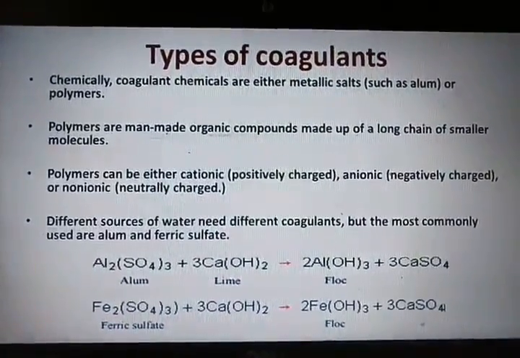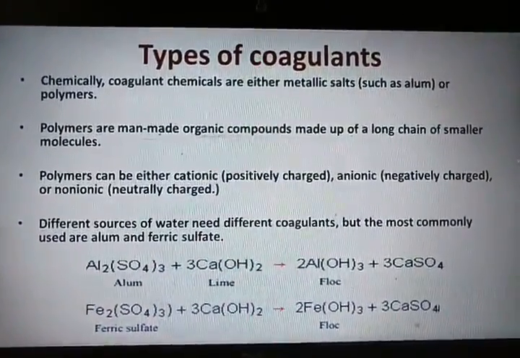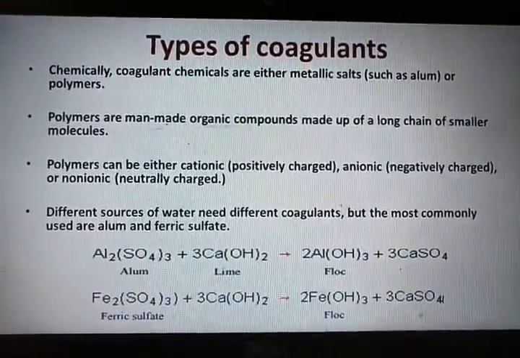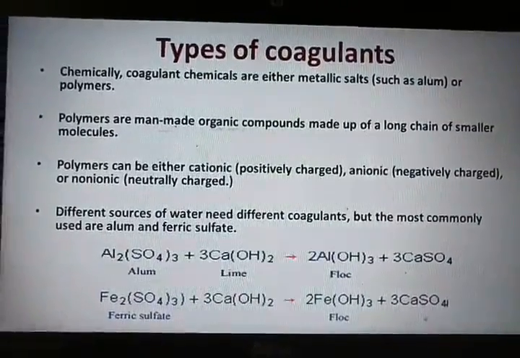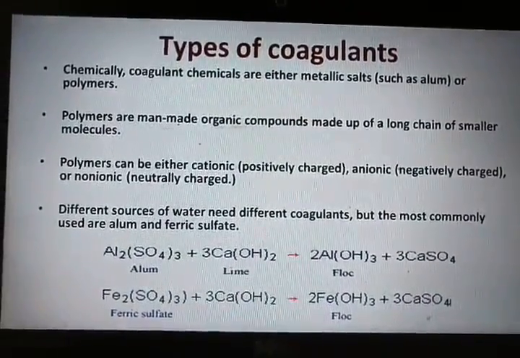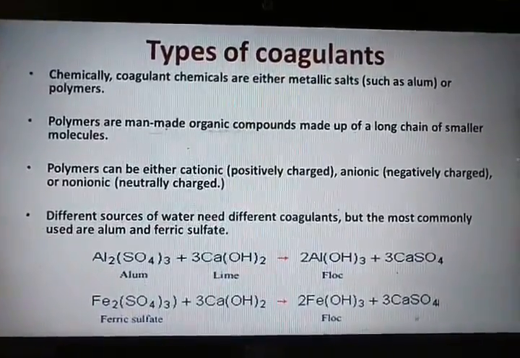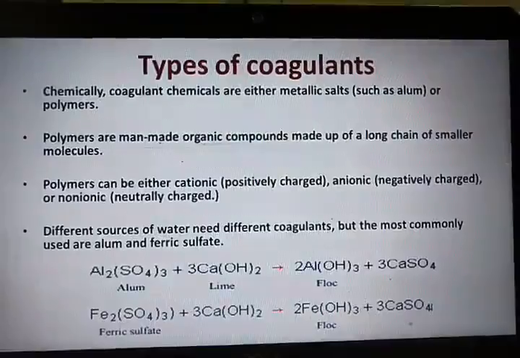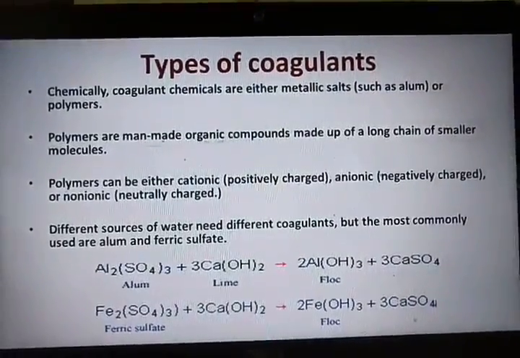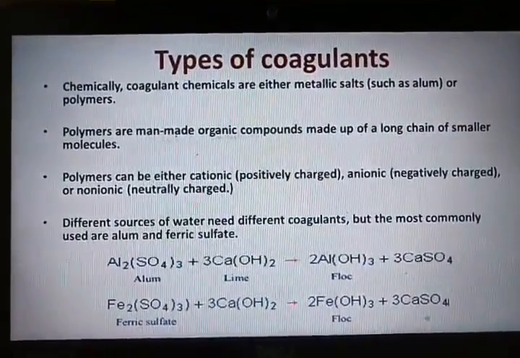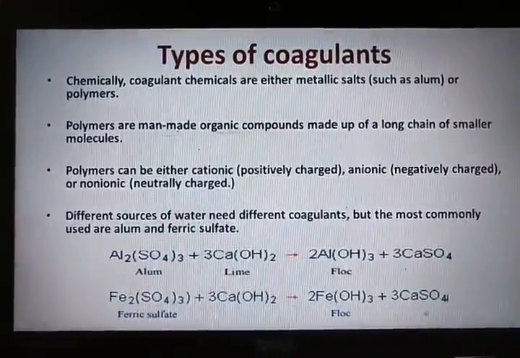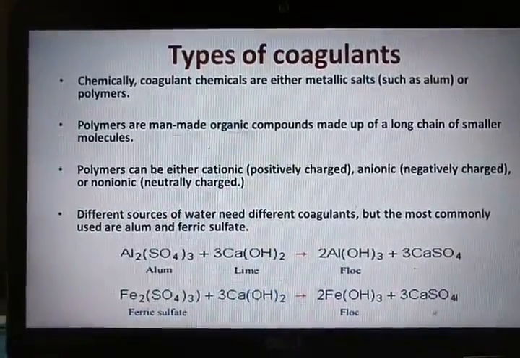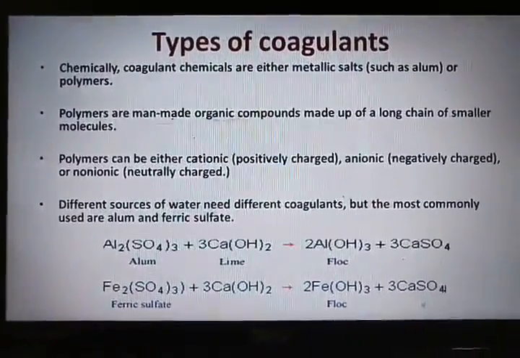So, chemically, coagulant chemicals are either metallic salts such as alum or ferric chloride, or polymers. Polymers are man-made organic compounds made up of long chains of smaller molecules. Polymers can be either cationic, that is positively charged, or anionic, negatively charged, or non-ionic, that can be neutrally charged also.